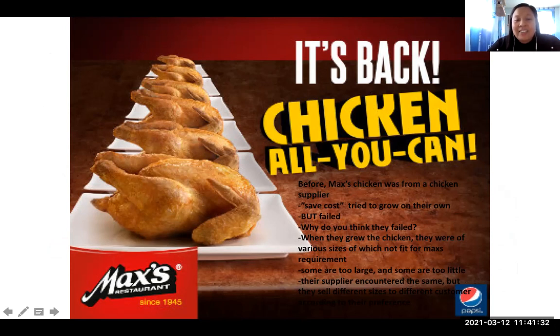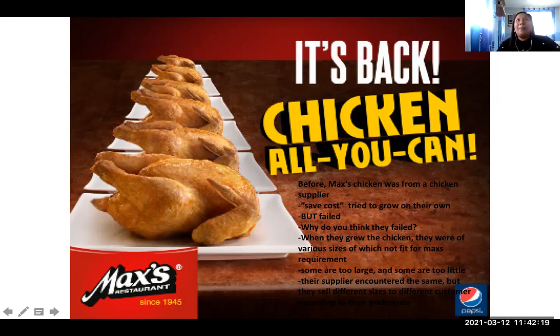Ngayon, little did they realize na mas mataas pala yung magiging cost nila kung magkakaroon sila ng sariling poultry farm. That's why they resorted to what? Purchasing chicken or poultry products from other companies who can do best in terms of production. So parang goal, the strategy was to save on cost, but it actually spelled more cost on Max's part because, bakit sila nagfail? When they grew the chicken, they were of various sizes not fit for Max's requirement. So, some are too large and some are too little. So, their supplier encountered the same, but they sell different sizes to different customers according to their preference.